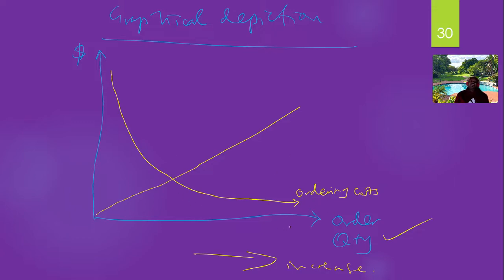You can see that the higher the orders, the more the orders were increasing in size, the holding costs tend to increase. So this is actually the holding cost graph. Okay, holding cost per annum.